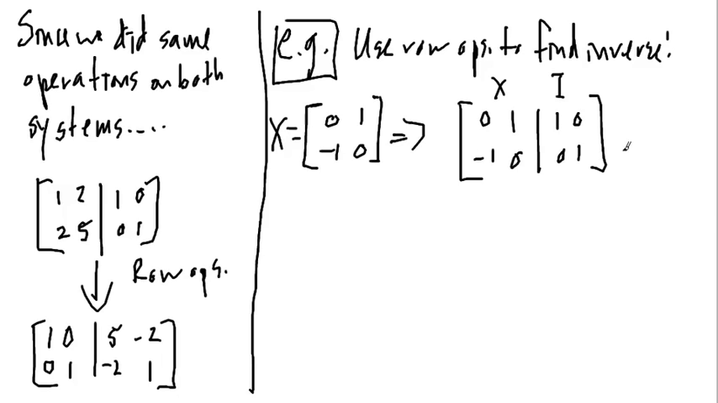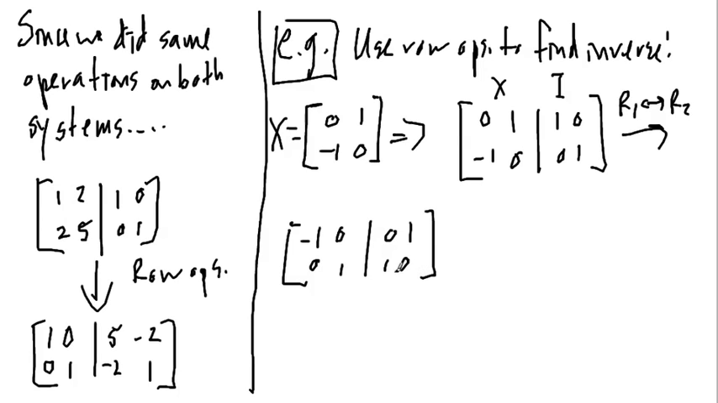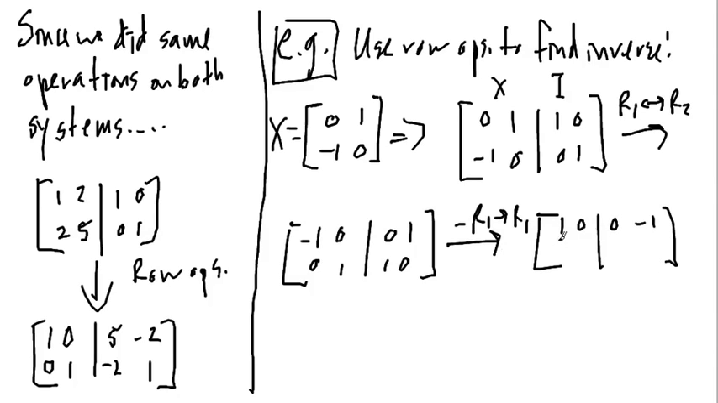Then we do row operations. First, I'm going to swap rows 1 and 2 so that I can get a non-zero guy up here. What that gives me is -1, 0, 0, 1, and 0, 1, 1, 0. Now I want this guy to be 1, so I'm going to take negative row 1 and replace row 1 with that, and I get 1, 0, 0, -1. And down here I get 0, 1, 1, 0. Once I get the identity matrix over here, I stop, and over here I will get the inverse of the matrix. I will denote it by x to the minus 1.